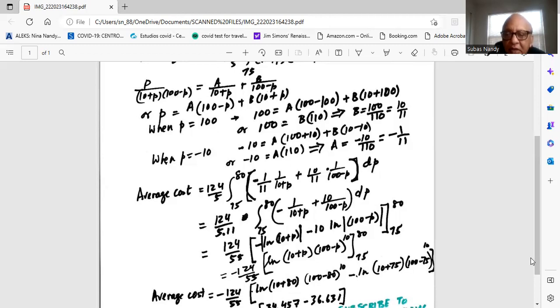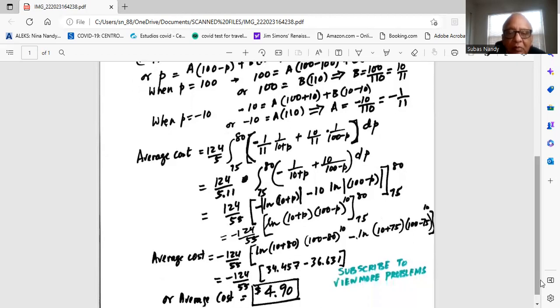Now we substitute the upper and lower limits. So -124/55 times [ln((10 + 80)(100 - 80)^10) - ln((10 + 75)(100 - 75)^10)]. Using a calculator, this works out to -124/55 times (34.457 - 36.631). Our average cost is 4.90 hundred thousand, or 490,000 dollars.